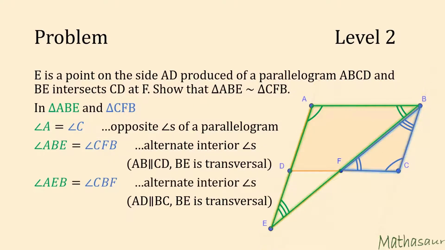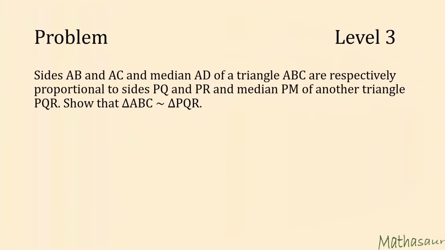Now look at the green and blue triangles. We have just proven that the corresponding angles of these two triangles are equal. So triangle ABE is similar to triangle CFB by the AAA similarity. Let us look at another problem.